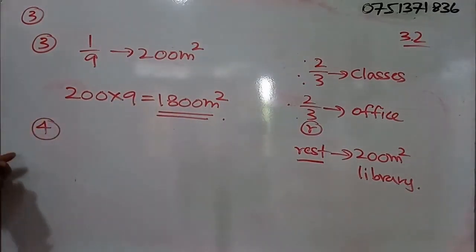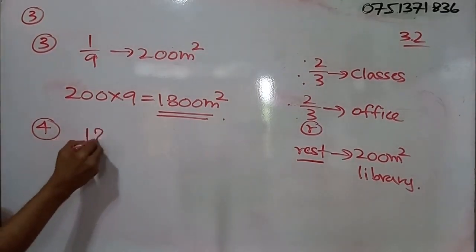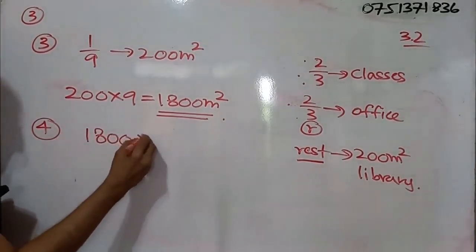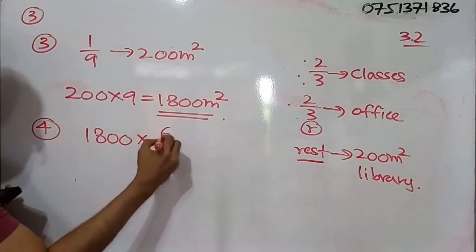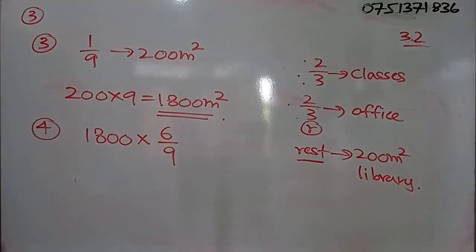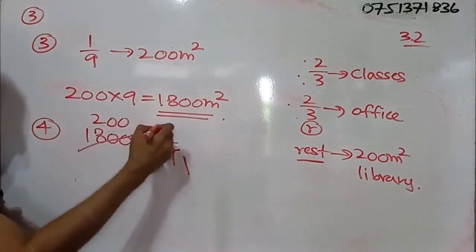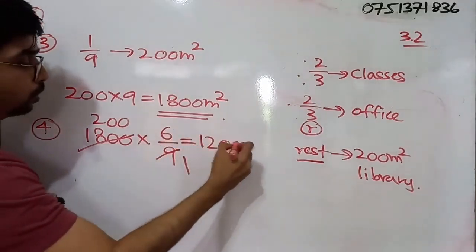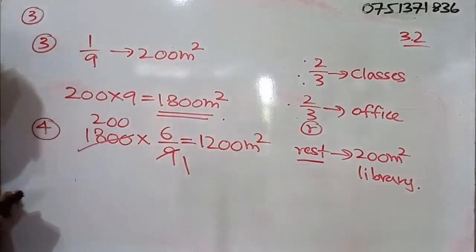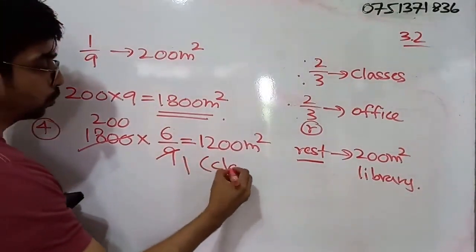Part 4, what do we have? Find separately the floor area that is allocated for the classrooms and the office. Right. So the total area we know. So from that, 6 by 9. So this much is reserved for the classrooms. So 9 times 1, 9 times 200. 200 into 6, we get what? 1200 square centimeters. So these are for the classrooms.